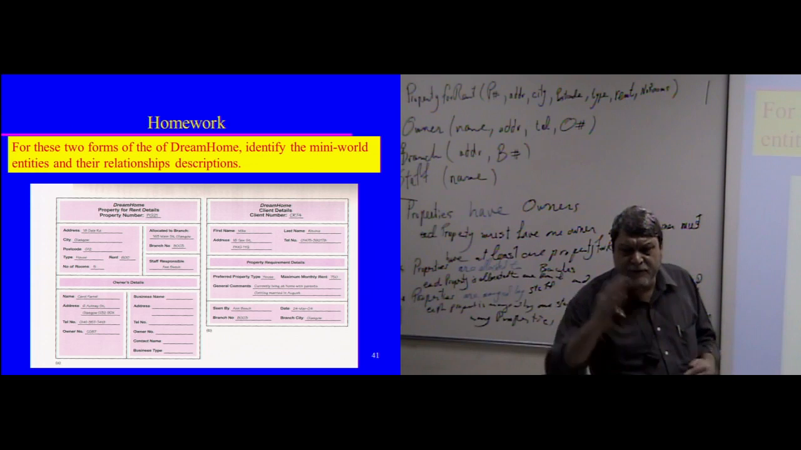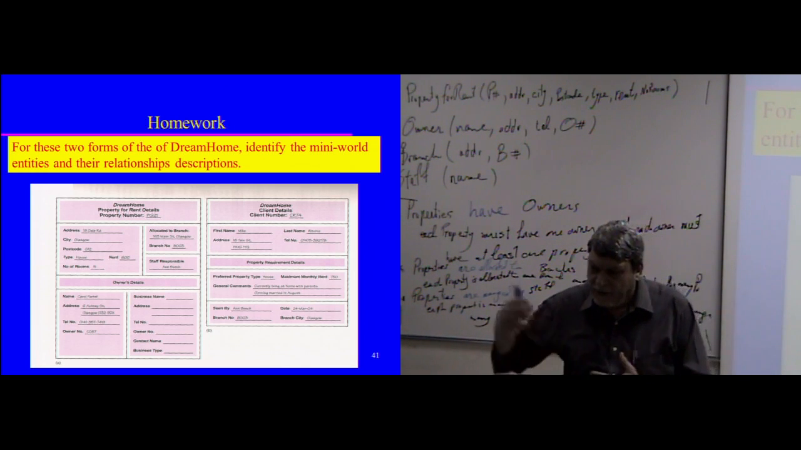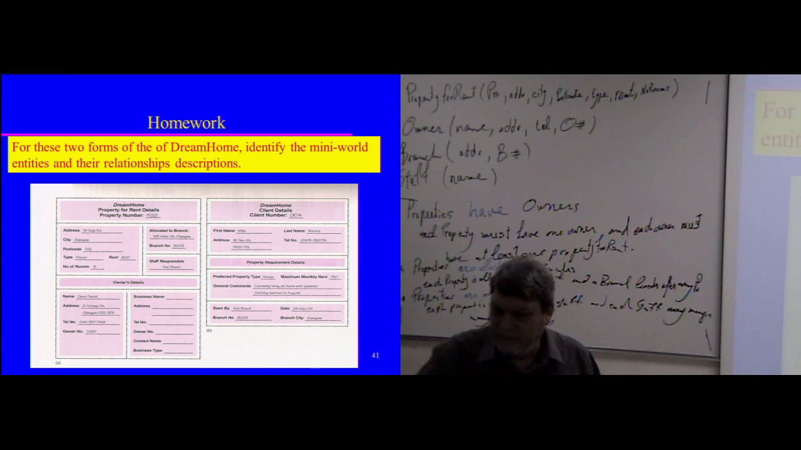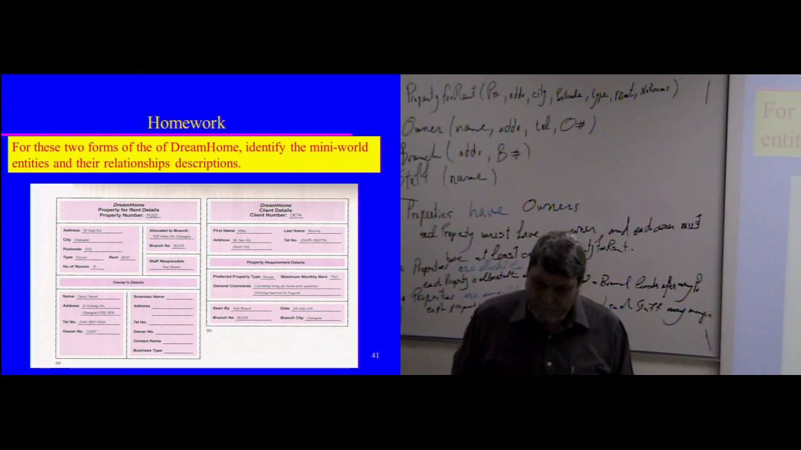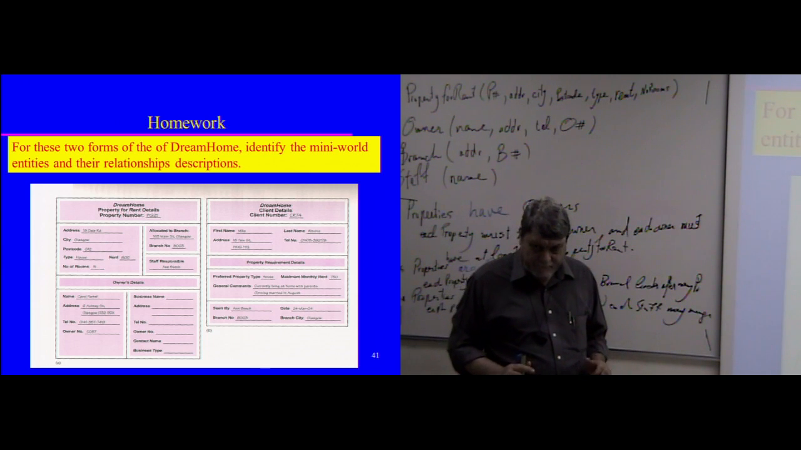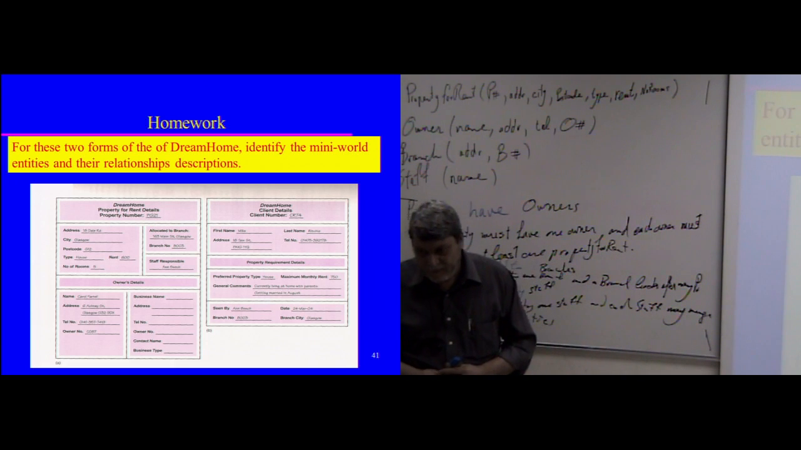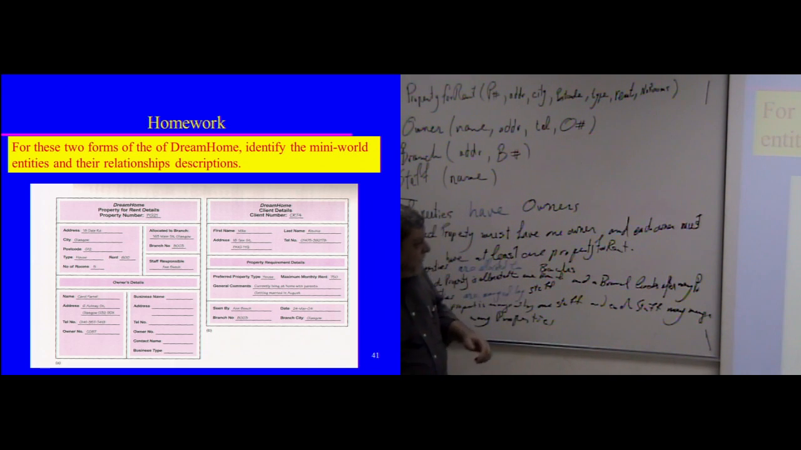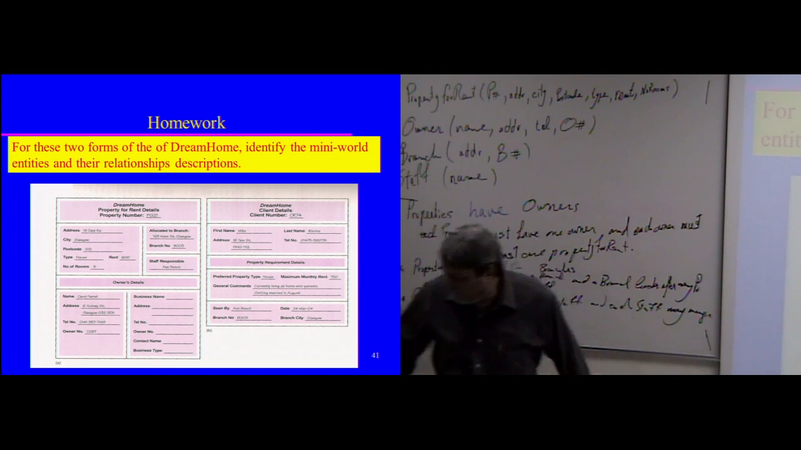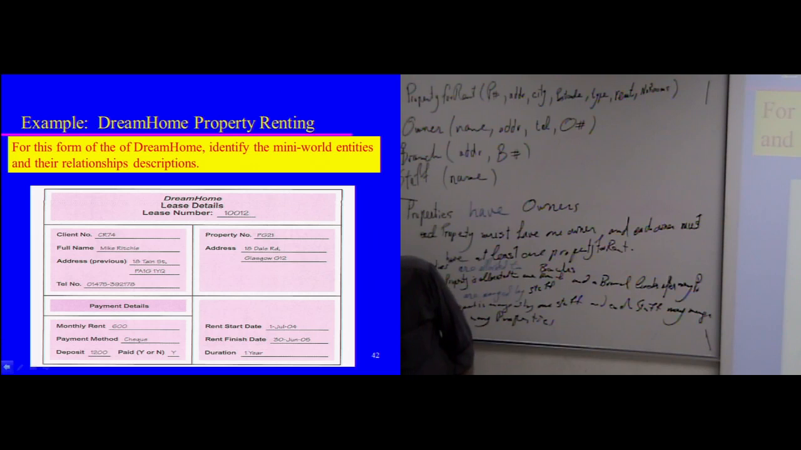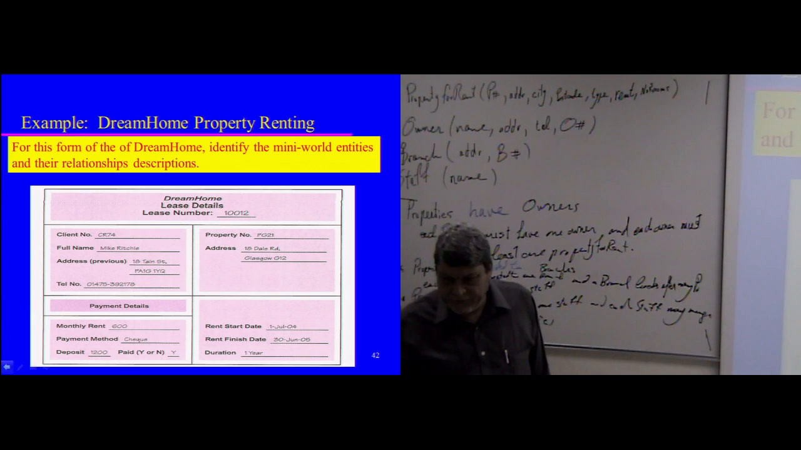The owner is different than the client. Owner is the one who owns the property. Client is the one who is going to rent the property. Okay? You got the idea? Okay. So homework. I want you to do the same exercise for the client details form and for the lease details form. Lease, the contract.